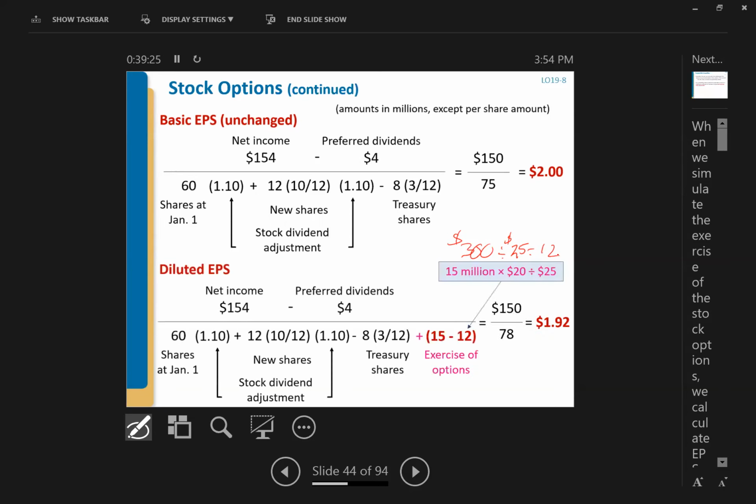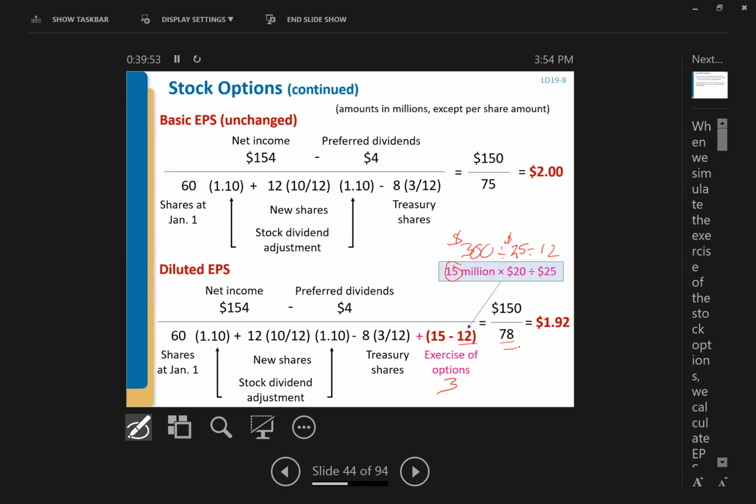And so we increase by the difference. We increased it by 15 million and bought back 12 million, and so that's where the 3 million comes in. So 75 plus the 3 gives us 78.